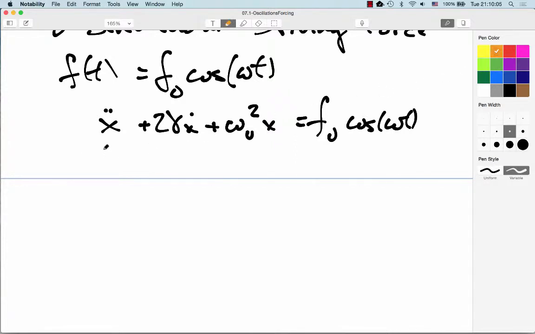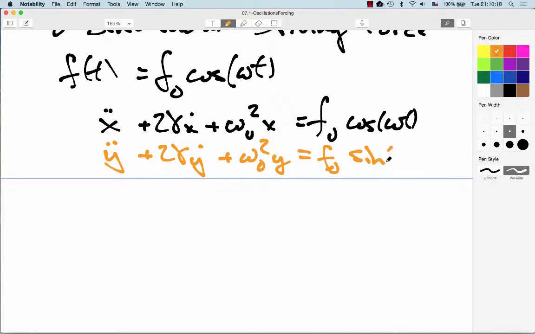We'll define a new variable, y double dot plus 2 gamma y dot plus omega naught squared y equals f naught sine omega t. Now all we've done is shift the origin. So if this first line has solutions, this second line better have solutions because it only differs by a phase of pi over 2. So this is utterly immaterial to the physical system. This is just a math trick that we're going to employ.